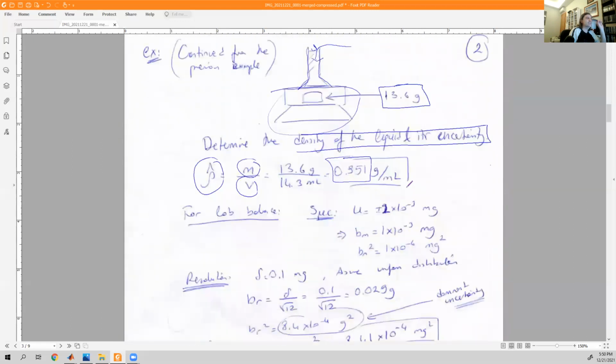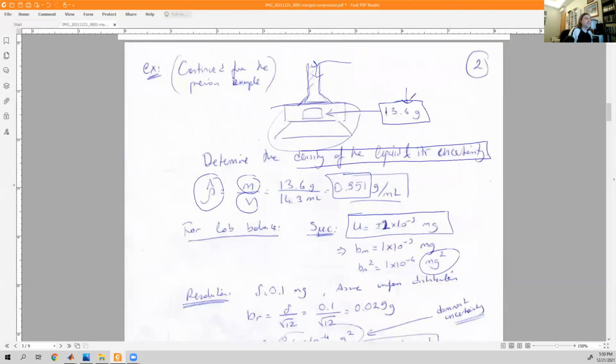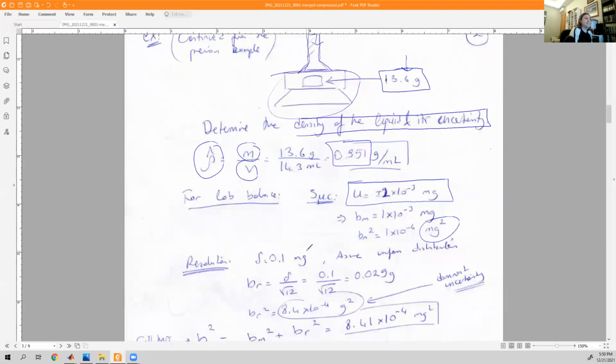I also need the uncertainty calculations for this lab balance. So again, for this brand, I find the specifications, and let's say that I find that the accuracy is 2 times 10 to the power minus 3 milligrams. And this is, of course, uncertainty. So the bias stemming from manufacturing is going to be equal to half of that value, which is BM equal to 10 to the power minus 3, and BM square is 1 times 10 to the power minus 6 milligrams square. And resolution effect, as you can see, there's a single figure here. Therefore, our resolution is 0.1 milligrams.